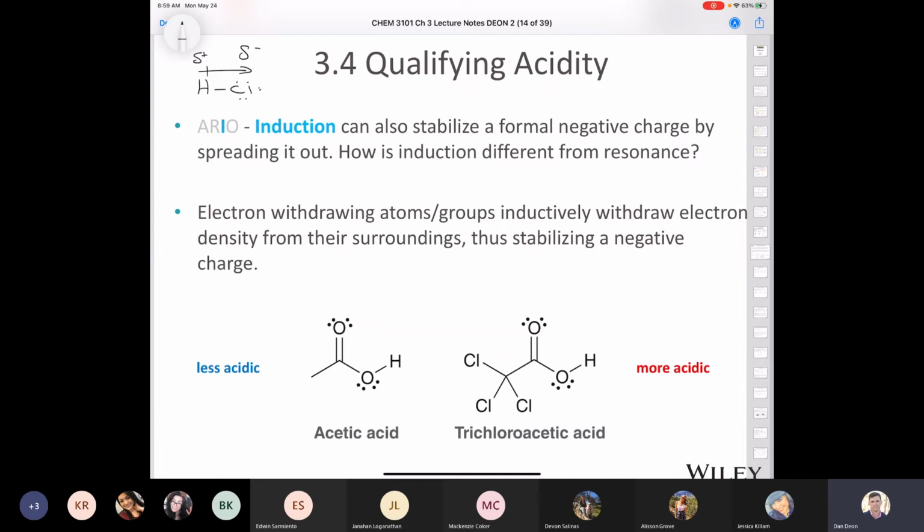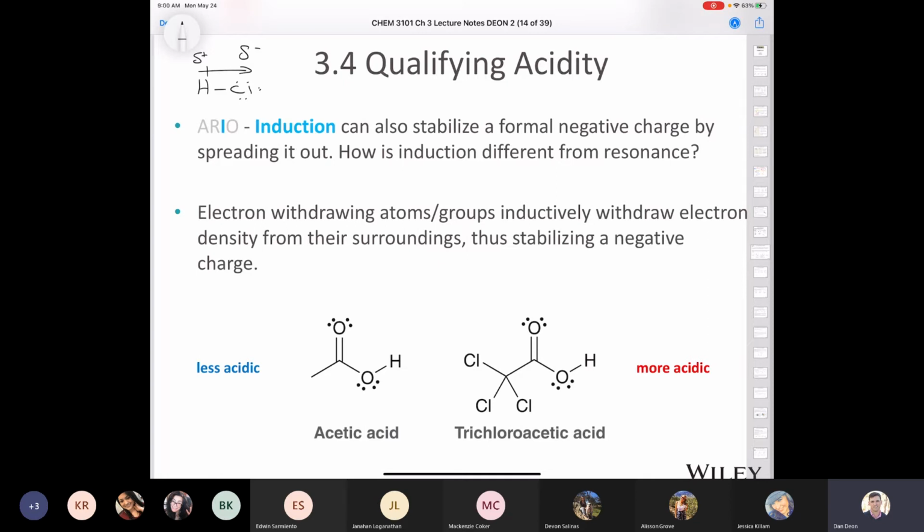Anyhow, I'm probably going into too much detail here. But the whole concept of induction is this. Follow along. It says induction can also stabilize a formal charge by spreading it out. How is induction different from resonance? Well, when we had resonance, we could actually see the delocalization of the electrons because we can draw resonance contributors. We don't draw induction contributors. We don't draw anything like that.